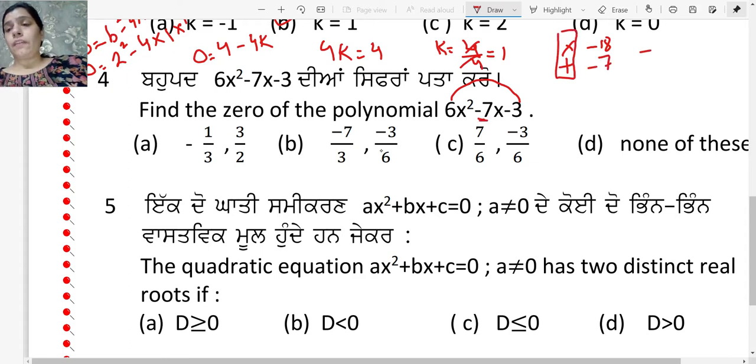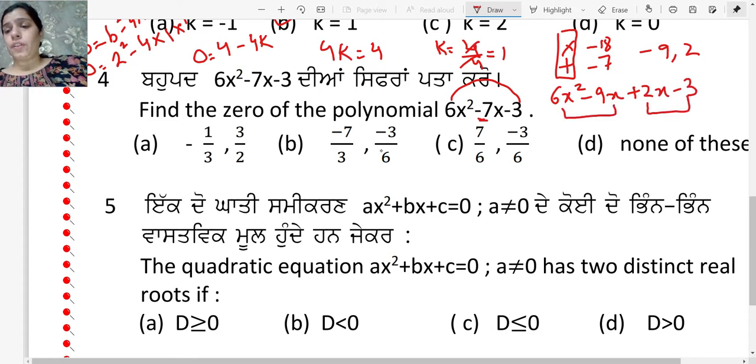So my factors are minus 9 and 2, because when we multiply minus 9 and 2 I get minus 18, and when we add them we get minus 7. So I will do it by splitting the middle term. I will split minus 7x as minus 9x plus 2x minus 3. So I get 4 terms.